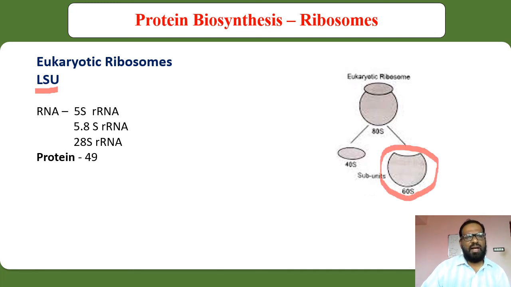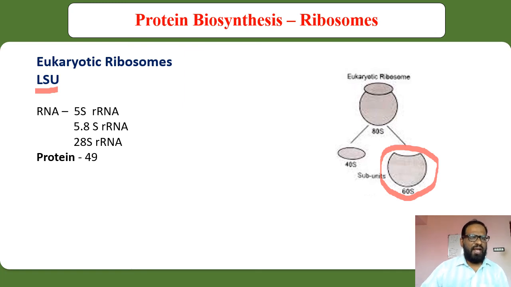If you take the large subunit of the ribosome, we will find that there are 3 different types of RNAs present. In the case of the prokaryotic ribosome, only 2 types of RNAs are present, that is the 5S RNA and the second one is the 23S RNA. But in the case of eukaryotes, there is an additional RNA present, and that RNA is called the 5.8S RNA.